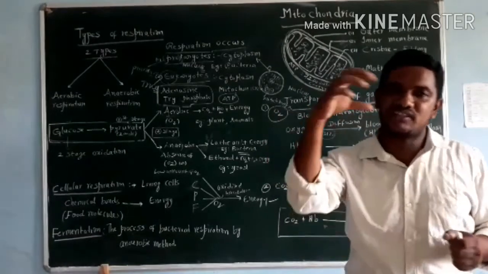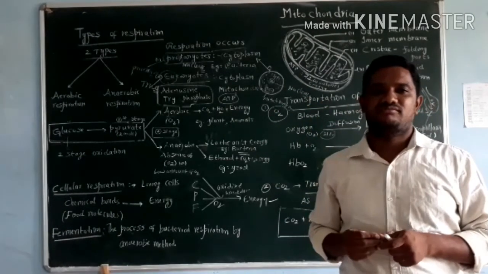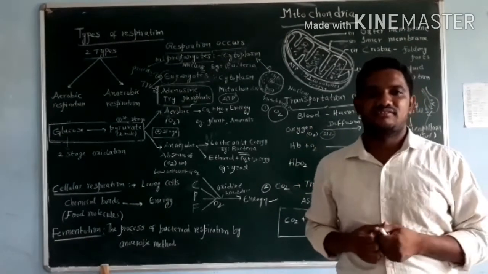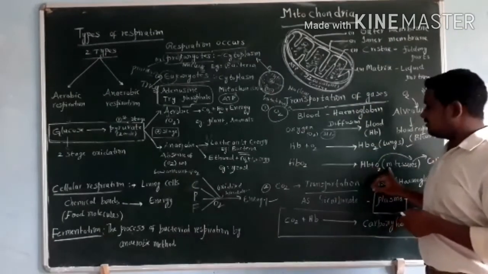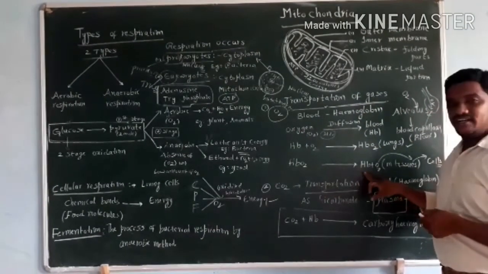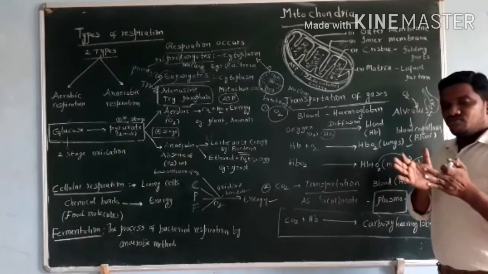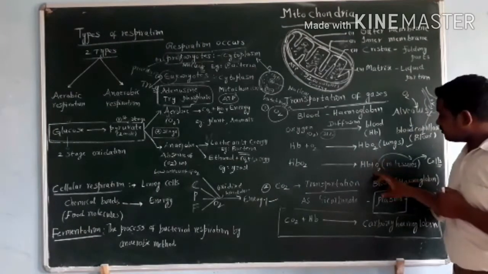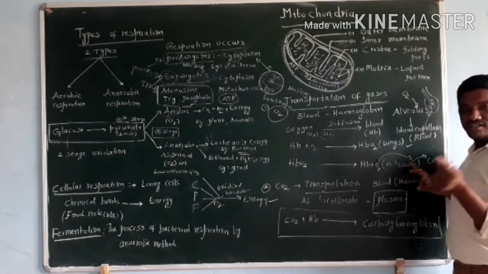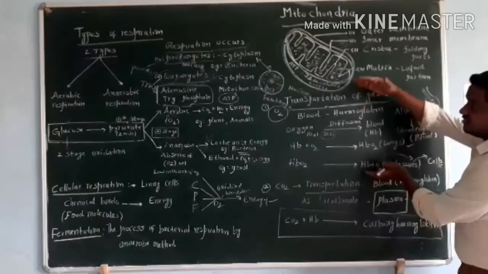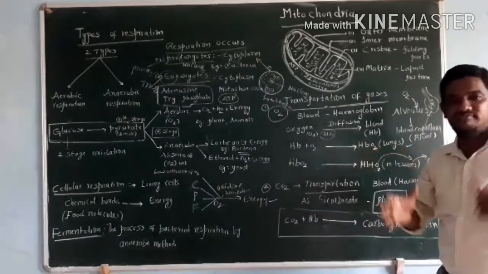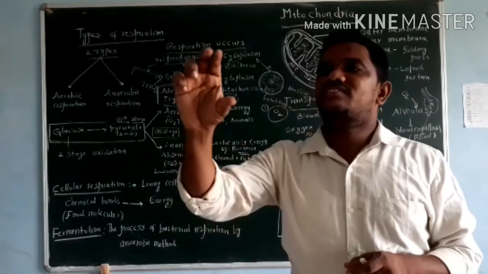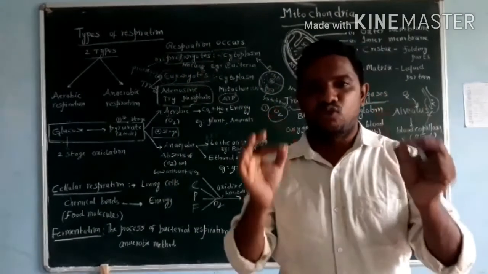Oxygen molecules are combined with hemoglobin and form oxyhemoglobin in the lungs. Again, this oxyhemoglobin goes into the blood. When it reaches the tissues, oxygen molecules are separated from the hemoglobin. These oxygen molecules reach the tissues and then the cells. This is the transportation of oxygen. Simply we can remember, oxygen is transported through the blood in the hemoglobin.